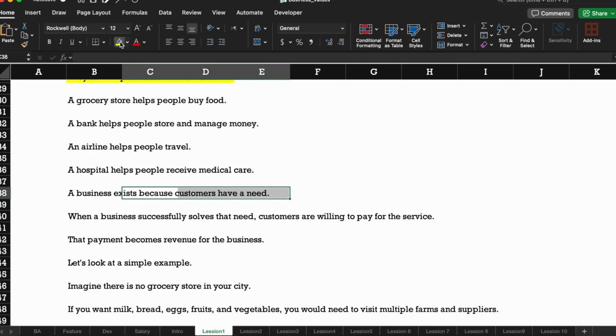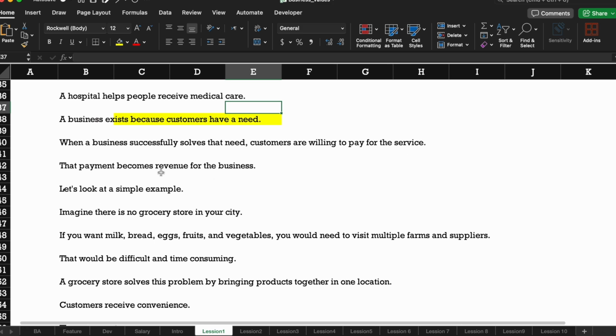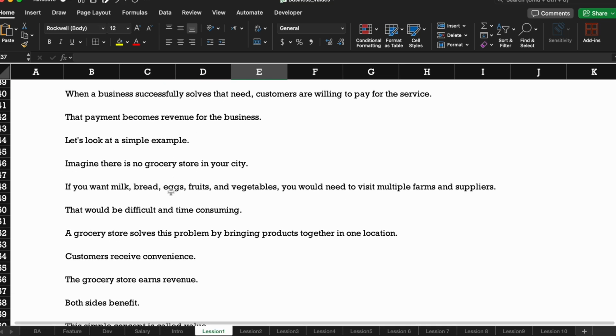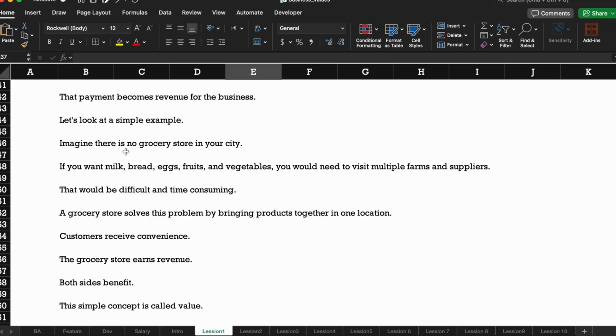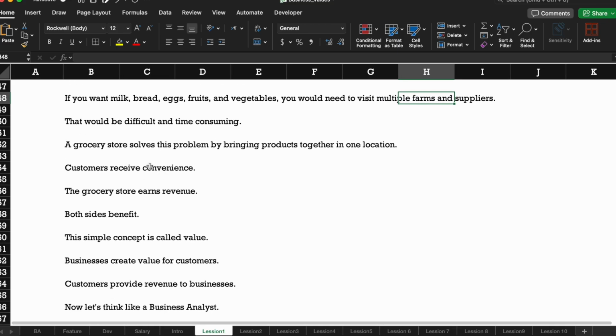This is very, very important to think like a business analyst. When a business successfully solves that need, customers are willing to pay for the service. That payment becomes revenue for the business. Let's look at a simple example. Imagine there is no grocery store in whatever city you are living in. If you want to buy milk, bread, eggs, fruits, and vegetables, you would need to visit multiple farms and suppliers. That would be very time consuming and difficult, right? So a grocery store solves the problem by bringing products together.